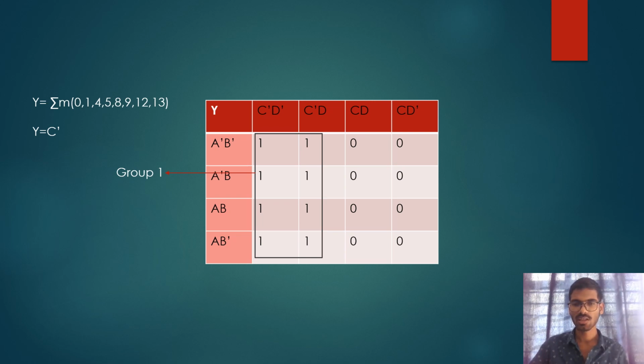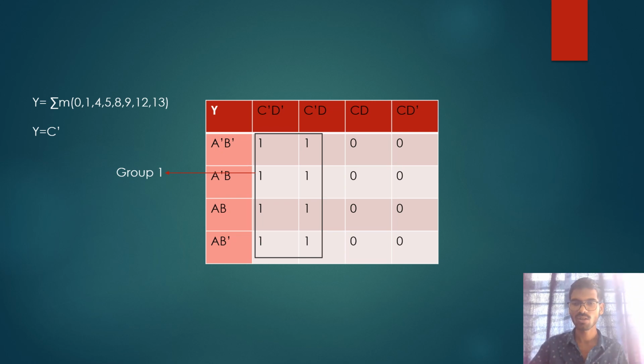Now let us group together the 1s. Let us search if we have an octet possible. Yes, we have an octet possible here. So we group it as an octet. What is the answer now? It is slightly different from the previous two cases. Here A bar B bar, A bar B, A B and A B bar all cancel each other since they have both high and low outputs. They all vanish together. We are left with C bar D bar and C bar D.